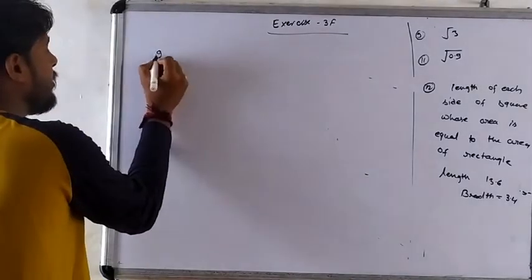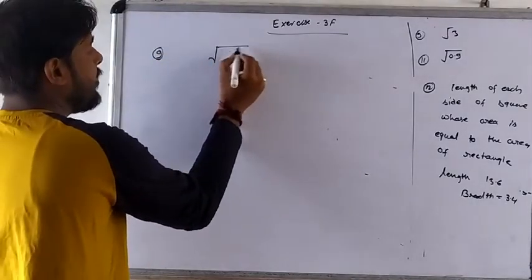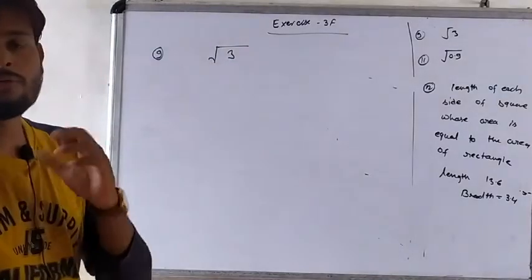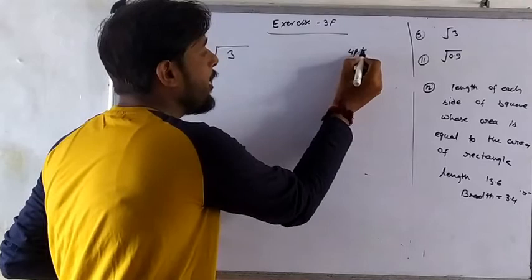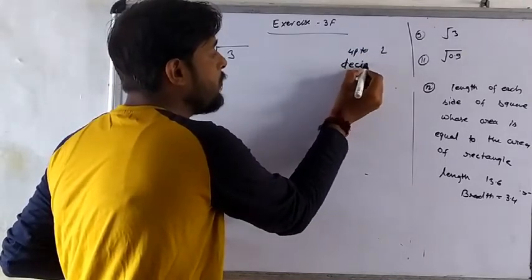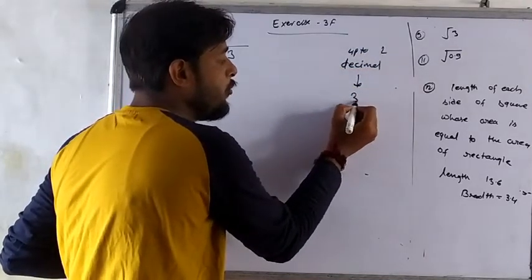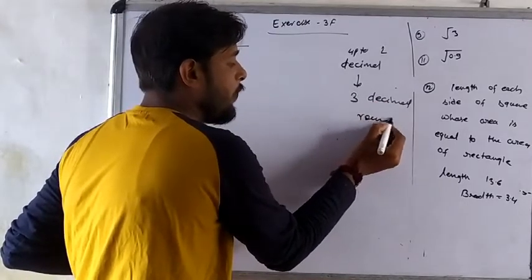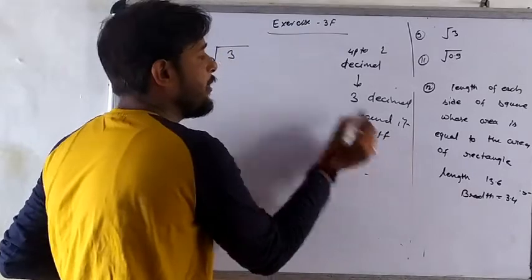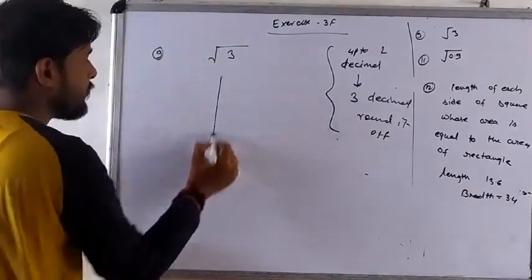Now, question number 9. You have to find the square root of 3 up to 2 decimal places. So we will find it up to 3 decimal places and round it off. उसको हम क्या करेंगे? राउंड ऑफ करेंगे. Let us discuss.